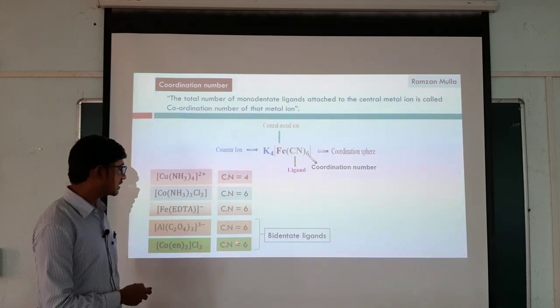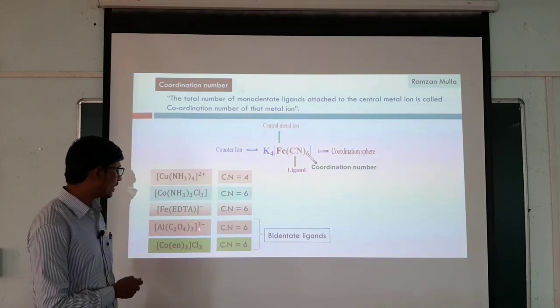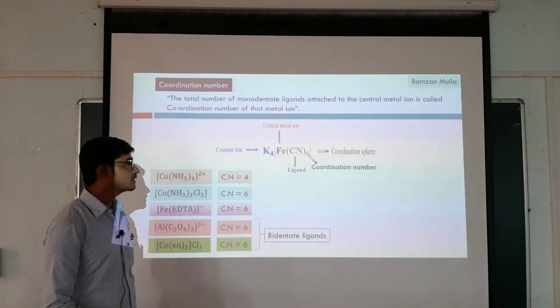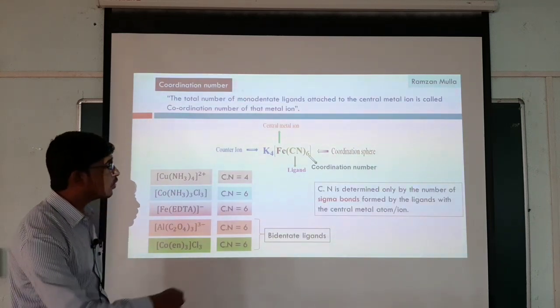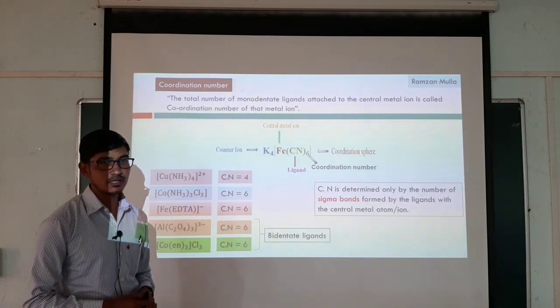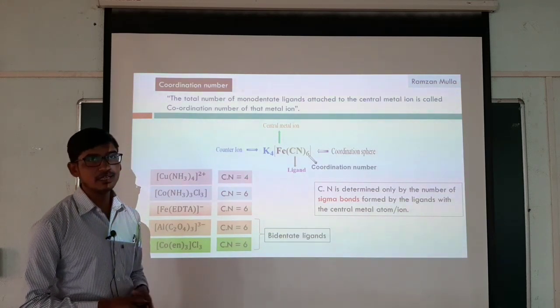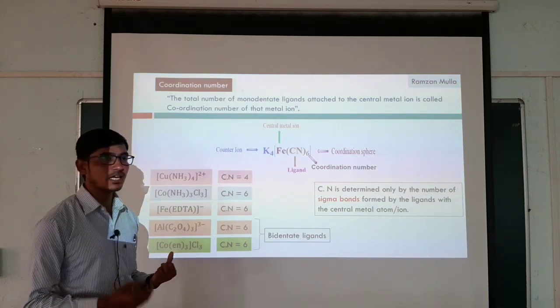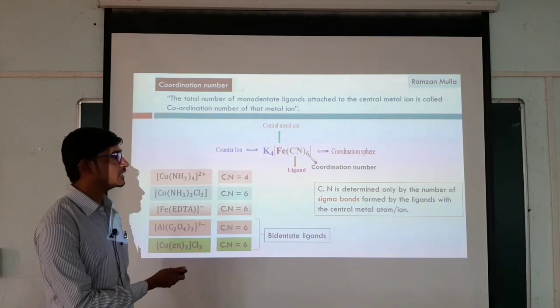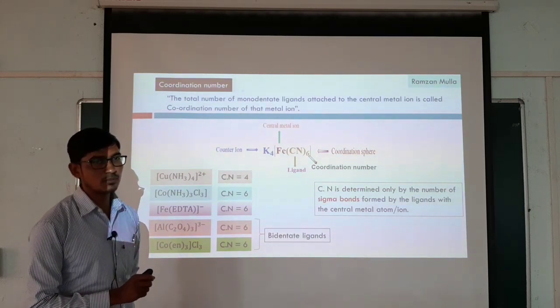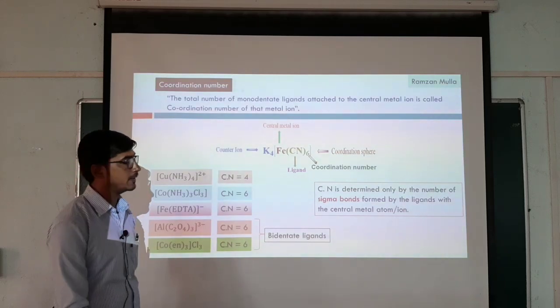Therefore the coordination number of aluminum and cobalt in these 2 complexes is 6. So one more important point is, coordination number is always determined only by the number of sigma bonds formed by the ligands with the central metal ion. Pi bonds, if present in the complex, are not counted or considered for this purpose. We only have to consider the total number of sigma bonds with the central metal ion.